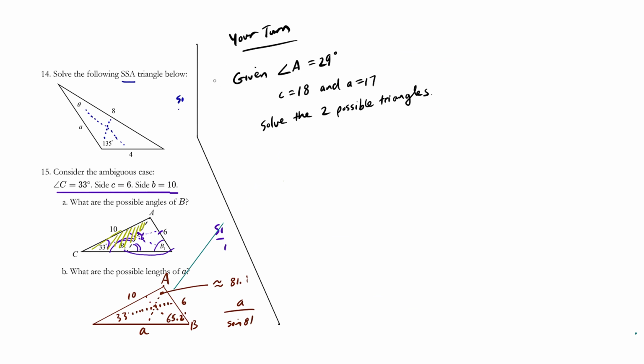Okay, now it's your turn. Given angle A is 29 degrees, C equals 18 and A equals 17, solve the two possible triangles. Solve the side lengths and angles.